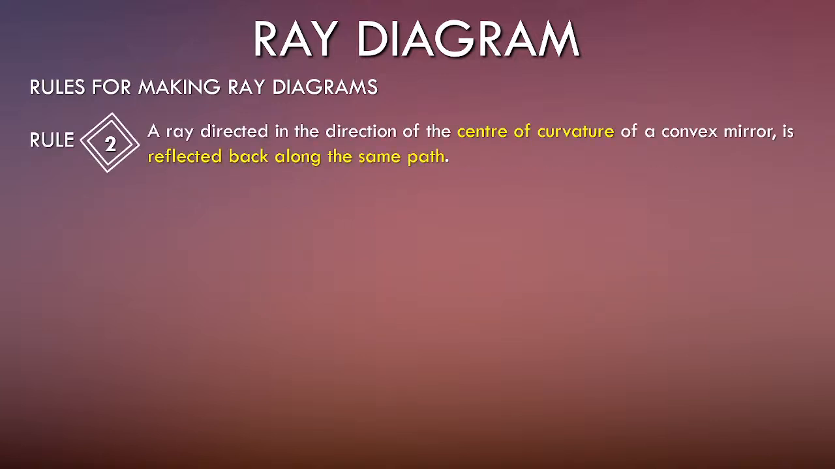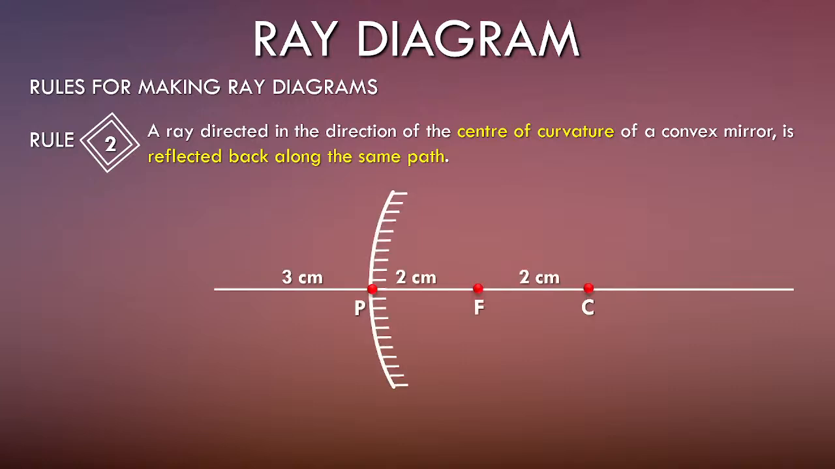Second, a ray directed in the direction of the center of curvature of a convex mirror is reflected back along the same path. So, center of curvature, imagine if this is an object and this blue line is going to pass which point now? Center of curvature. What happens to the reflected light? It goes back in the same direction.